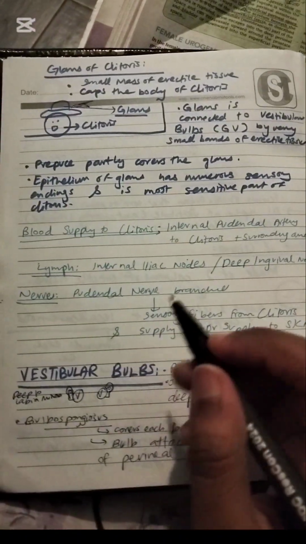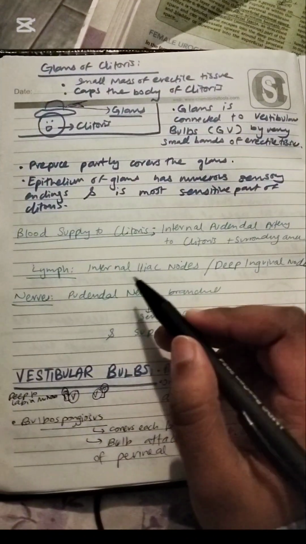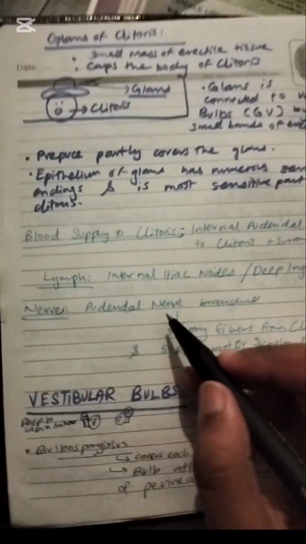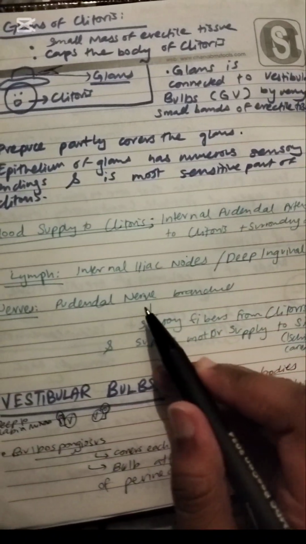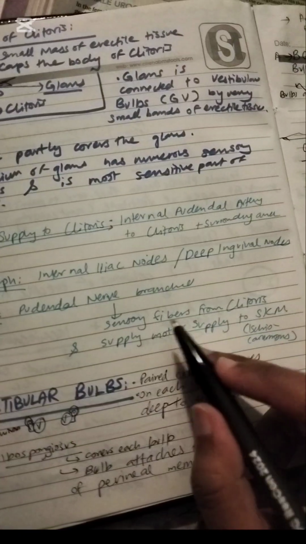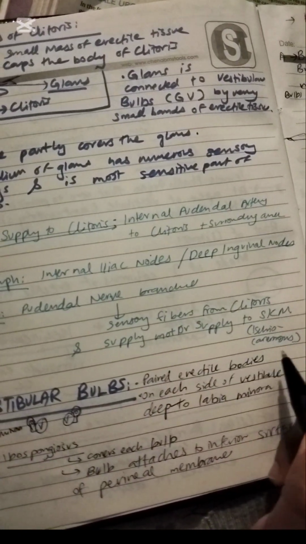Now let's talk about the lymphatic drainage of the clitoris. So it is going to be drained by internal iliac lymph nodes or the deep inguinal lymph nodes. Nerve supply is going to be from the pudendal nerve branches. We have the sensory fibers from the clitoris, and they're going to supply motor supply to the skeletal muscles, ischiocavernosus.